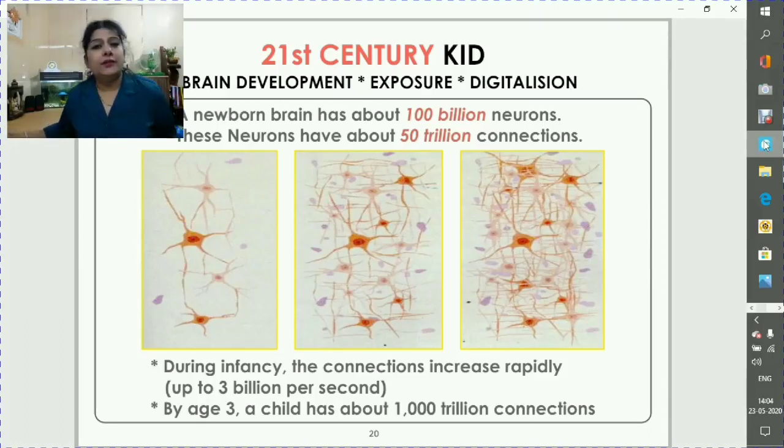What is a 21st century kid? Who is a 21st century kid? A 21st century kid is a kid born with more neural connections than you and me. So today's generation, today's kids, are born with more neural connections in the brain. I want to state an example that I heard in one of the conferences that I visited.